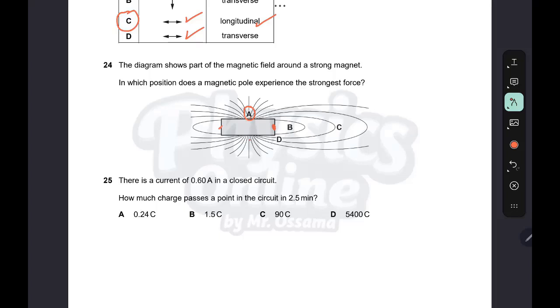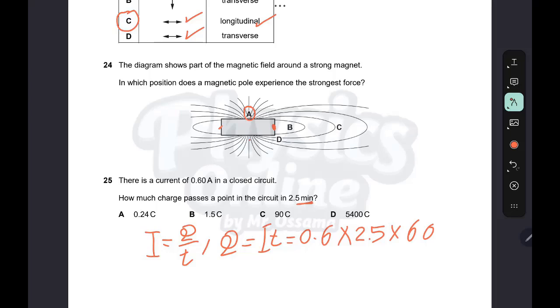Question 25. There is a current of 0.6 in a closed circuit. How much charge passes a point in a circuit in 2.5 minutes? Okay, current I equals Q over T. So Q equals I times T. The current here is 0.6 times 2.5. This is in minutes, we need it in seconds, so times 60. It equals 90 coulomb.